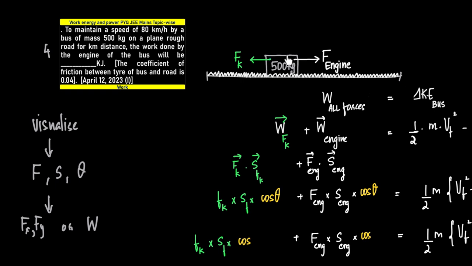So we have a mass of 500 kilogram. Now the engine is doing a force which is pushing it towards the right. I'll assume that the bus is moving towards the right. Now this is F engine, the force done by the engine, which is causing the relative motion. Now what is the role of friction? The role of friction is to oppose the relative motion. So if F engine is acting towards the right, friction would act towards the left.